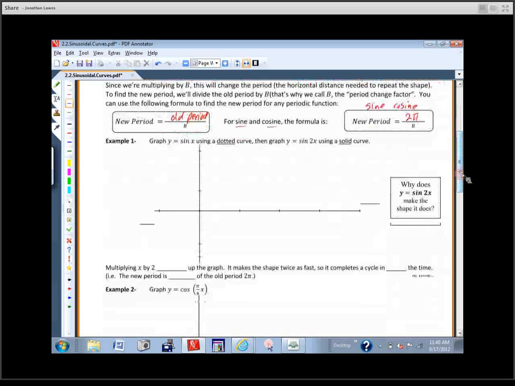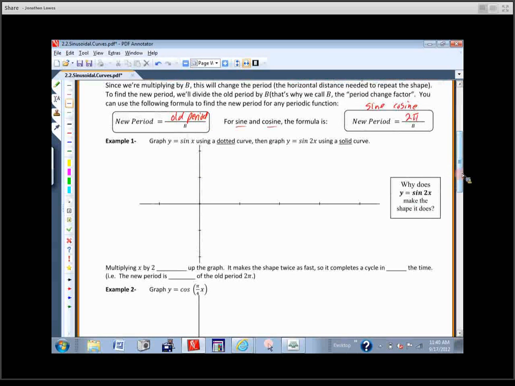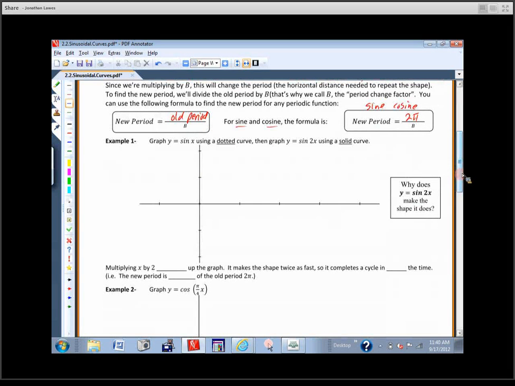Okay, those are all the ideas behind what we're going to cover today. Now we're just going to graph a bunch of these. Try and see if we can get this figured out. It says graph y equals sine x using a dotted curve. So we're going to put a dotted parent function on here, if you will. And then we're going to graph this one using a solid one. So I'm going to do this in black.